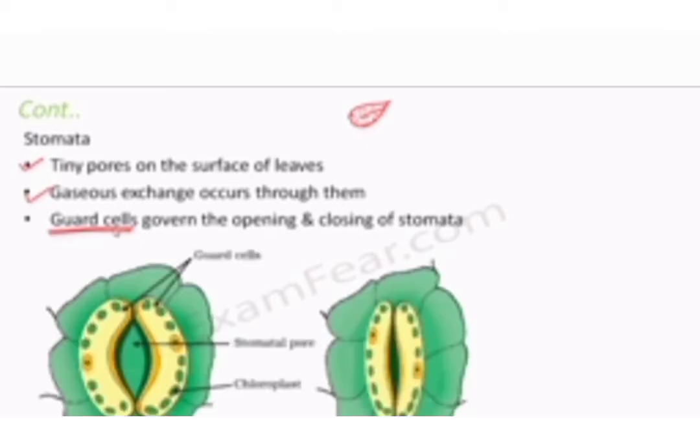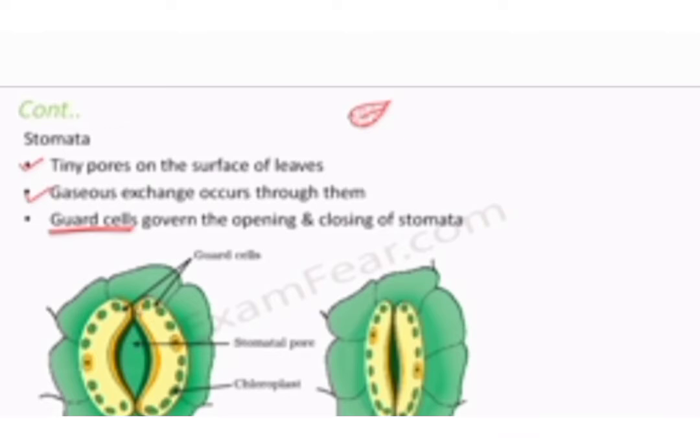Let us look at how the guard cells look. Here you can see two bean-shaped cells. They are the guard cells. Here this gap is the stomata, or the stomatal pore. Right? And if you want to see chlorophyll also, you can see the green colored organelle, that is the chloroplast. Inside this chloroplast is present the chlorophyll. Now how do the guard cells actually control the opening and closing?